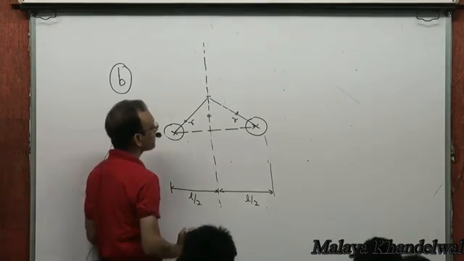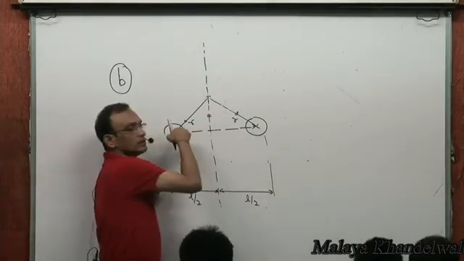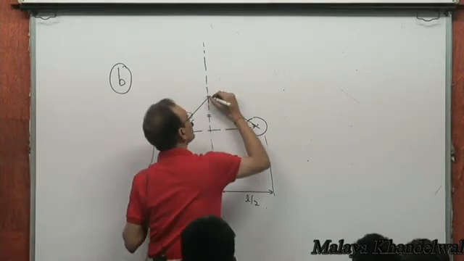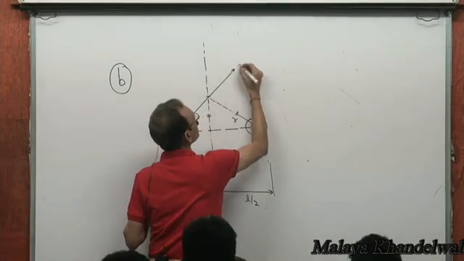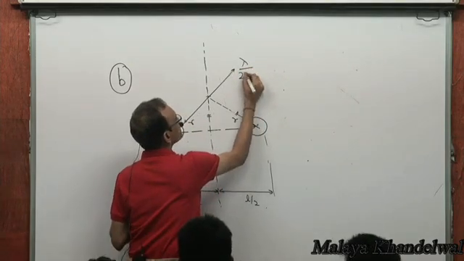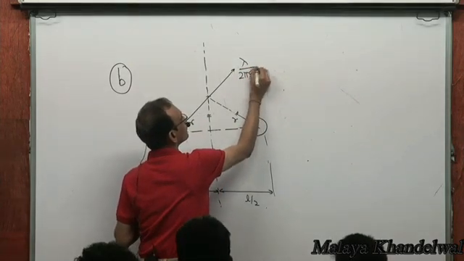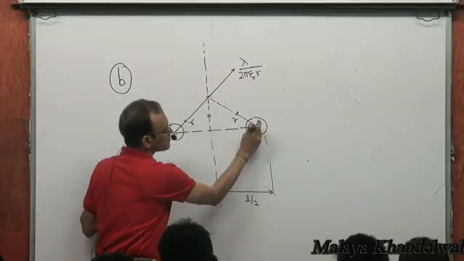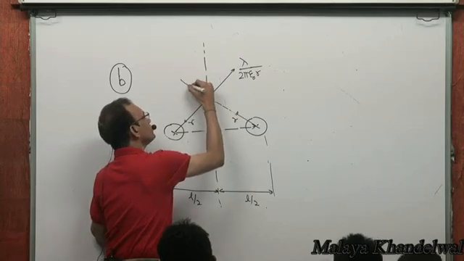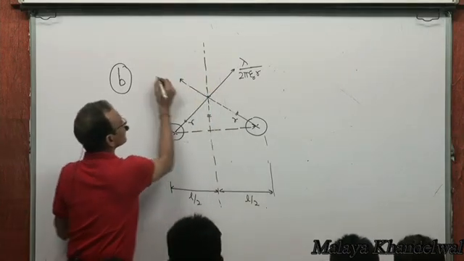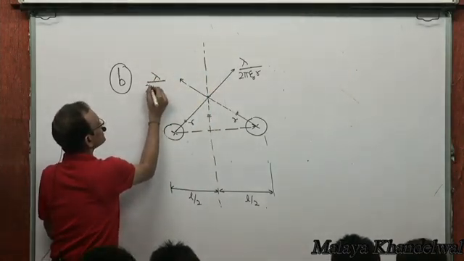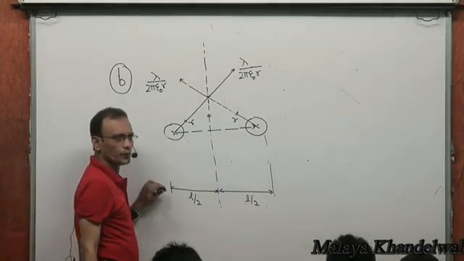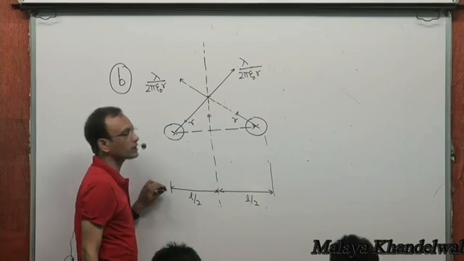See, this is an infinite line of charge. The field at this point, because of this infinite line of charge, is going to be lambda by 2 pi epsilon naught r. Right? The field at this point, because of this infinite line of charge, is going to be lambda by 2 pi epsilon naught r. Yes or no? Clear?